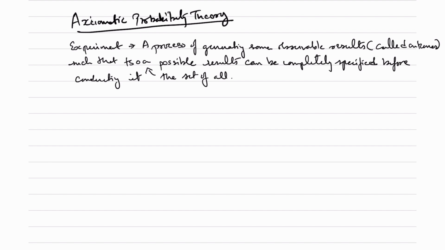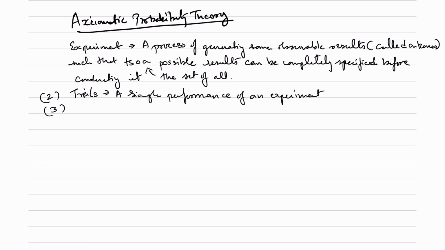So we do something called trials, okay? You remember, like in probability theory, we do trials. A trial is basically nothing but a single performance of an experiment. And you have something called the sample space, which is S, the set of all possible outcomes. So the sample space consists of all possible outcomes.